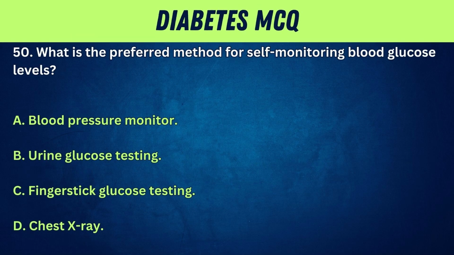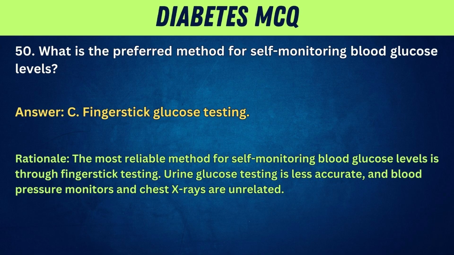50. What is the preferred method for self-monitoring blood glucose levels? A. Blood pressure monitor. B. Urine glucose testing. C. Finger-stick glucose testing. D. Chest X-ray. Answer: C.